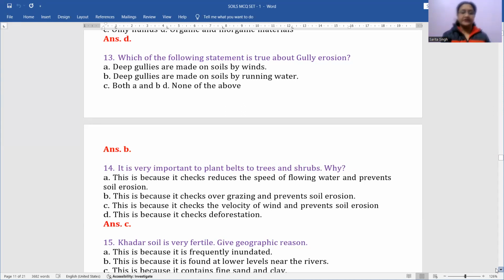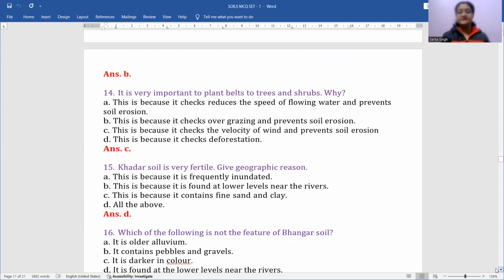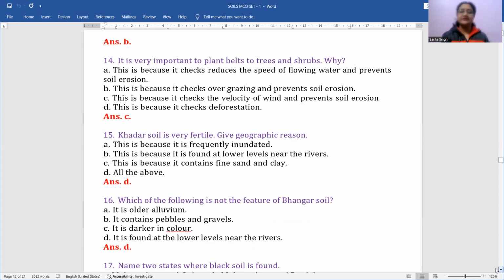Okay. अच्छा, next है, it is very important to plant belts of trees and shrubs. Why? This is because it checks, reduces the speed of flowing water and prevents soil erosion. This is because it checks overgrazing and prevents soil erosion. This is because it checks the velocity of wind and prevents soil erosion. This is because it checks deforestation.